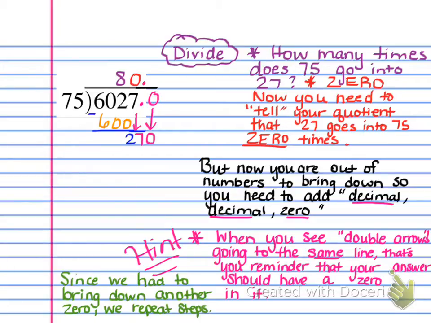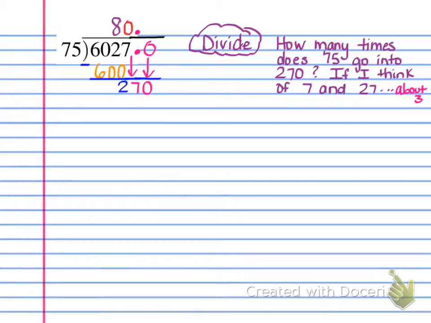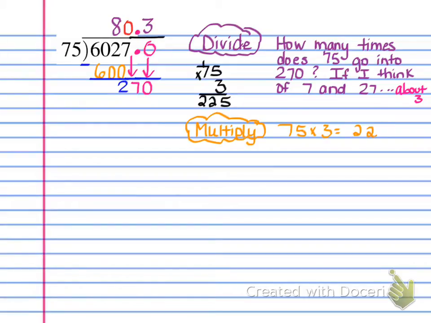So now we find out how many times 75 goes into 270. All right, so now you see where we're starting that again. It says, how many times does 75 go into 270? If I think about 7 and 27, it's going to be about 3, because 7 times 3 is 21. So I'm going to do that multiplication off to the side. I see I get 225.